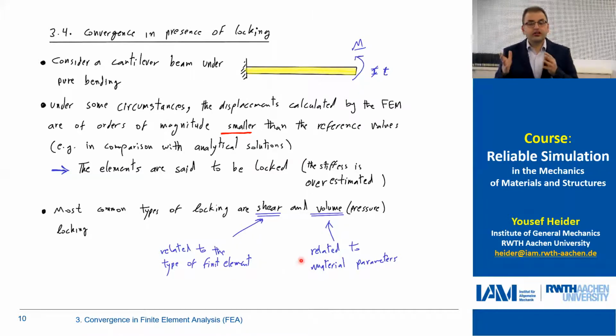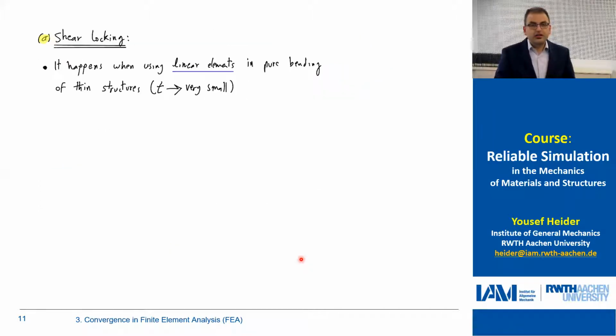And the volume locking is connected to the material parameter. So don't be surprised if you, for instance, change the material parameters sometimes and you are not getting convergence, because we would also have a volume locking. Let's talk about the shear locking. It happens, for instance, when using linear elements in the pure bending of thin structures.